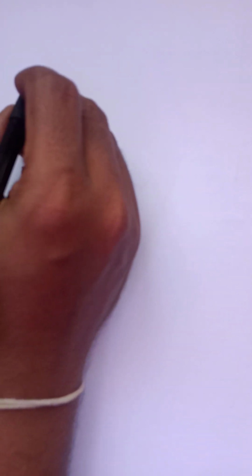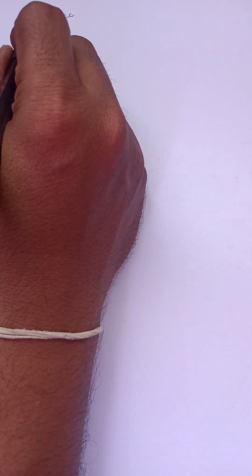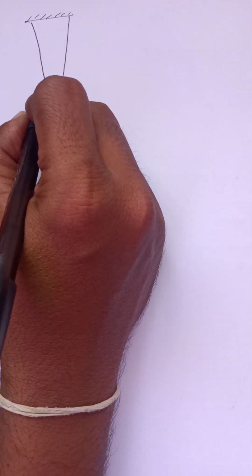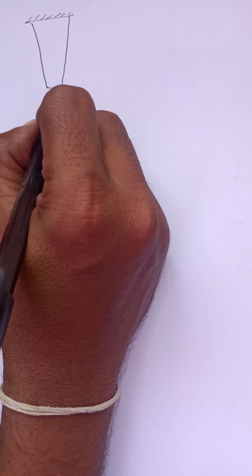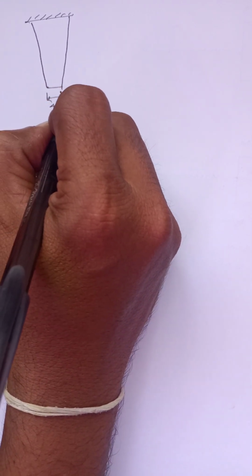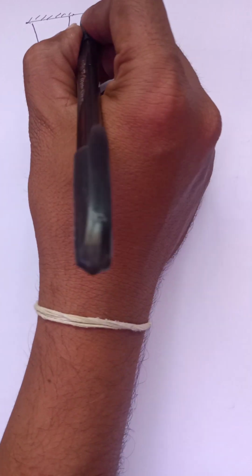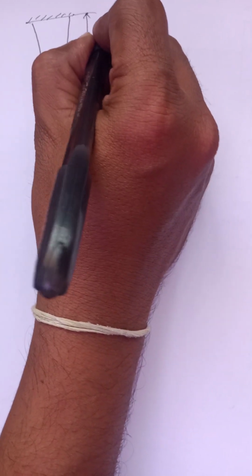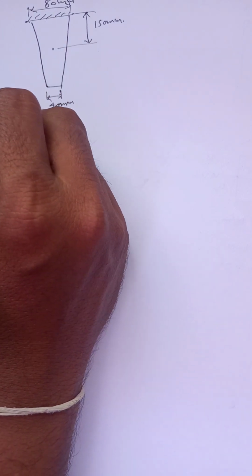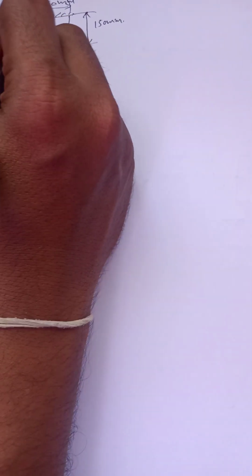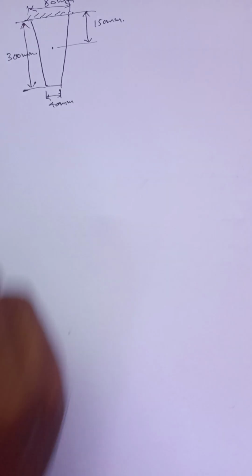Let us start. The figure is like this. The given figure is like a tapered section bar. At the bottom the width is 40 mm, and at the end of the bar the distance is 150 mm from the center, and the top width is 80 mm. Now the total length of the bar is 300 mm.